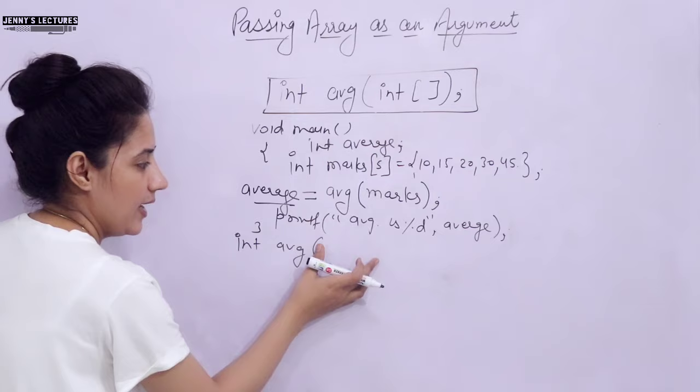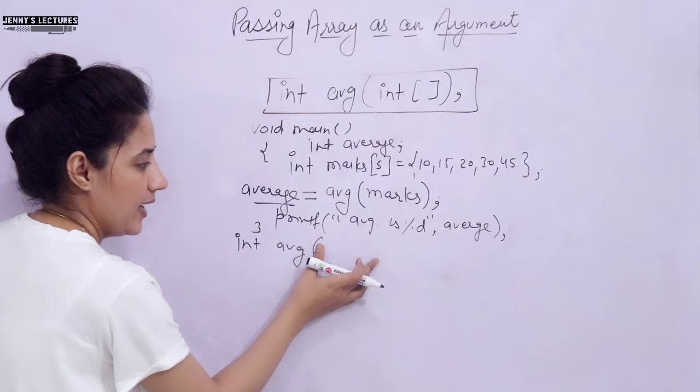So here it will act as a pointer. How will the compiler interpret this line? Something like this: int asterisk marks means it's a pointer. The name of the pointer is marks, and an integer type pointer means it is pointing to an integer value. I hope you got this. Not the complete values would be copied. So here what would be copied? We have one pointer marks and here we have 100. So this marks is also pointing to here.